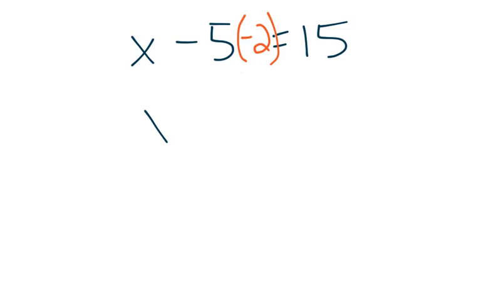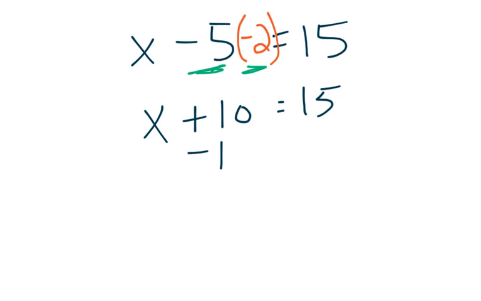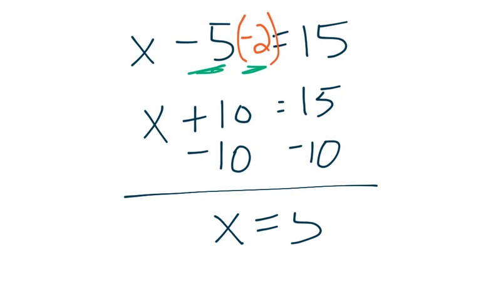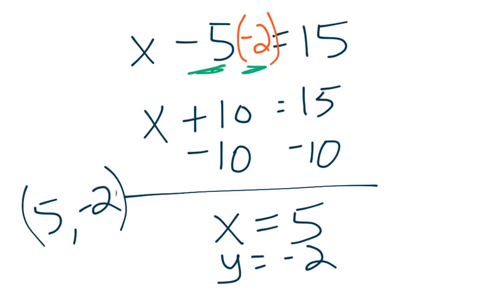So what I really have is x plus 10, because -5 times -2, notice they're both negatives, is +10. So I have x plus 10 equals 15, and then I subtract 10, and I get that x is 5. And we already knew that y was -2. So here's our coordinate point.